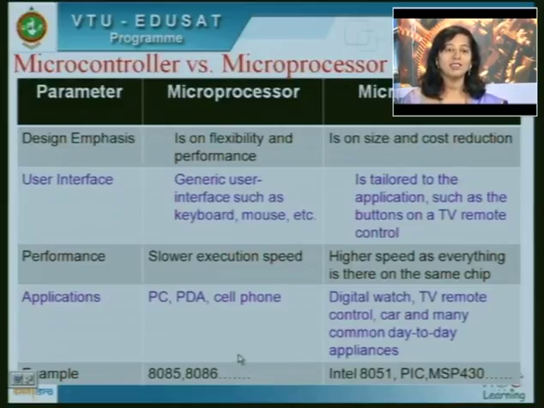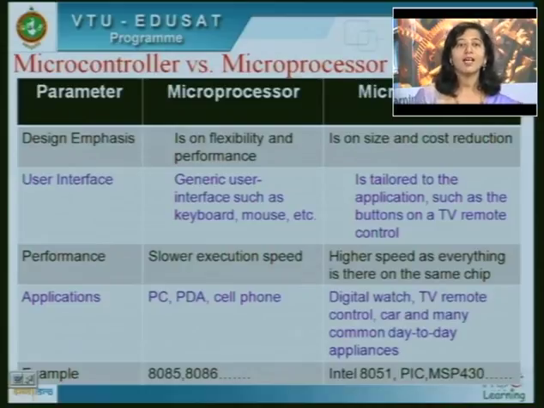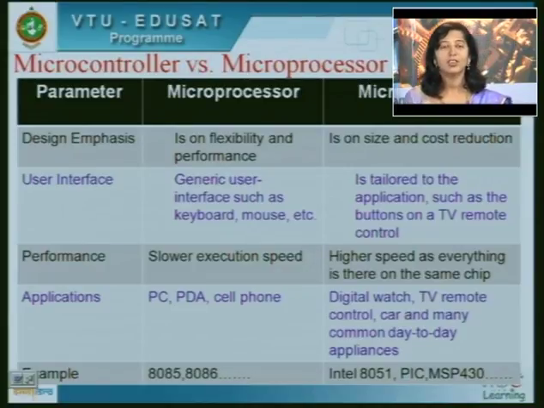Finally, the applications, just some example applications I am telling. PC, the personal digital assistant or PDA, the cell phone are some of the applications of microprocessor, whereas a digital watch, TV remote control or any remote control for that matter, garage, car remote control and so many other common day-to-day appliances are fitted with microcontrollers. So, these are the fundamental differences.